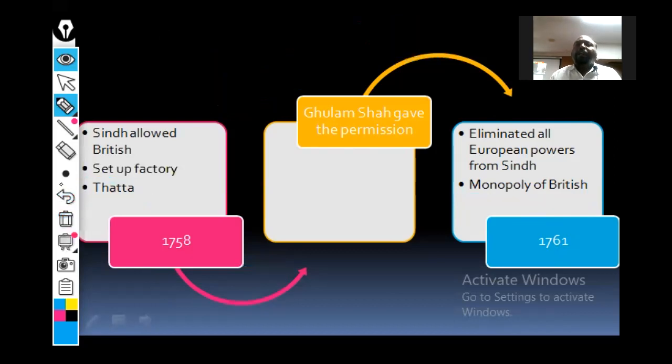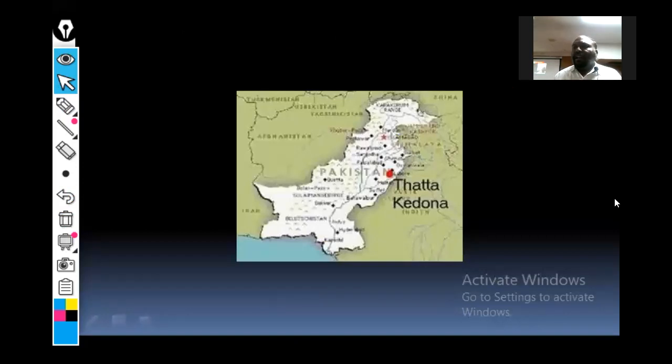So slowly, we can see that, where is Thatta? Can you see Thatta? Where is Thatta? Thatta is in the Punjab Lahore province, near Islamabad. Thatta is in the Punjab Lahore province near Islamabad.